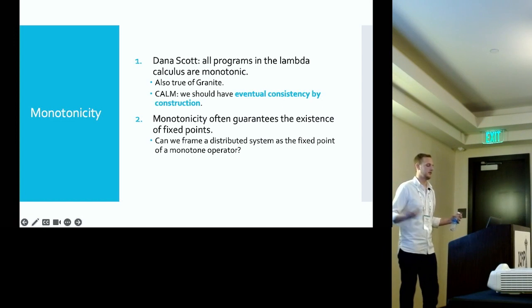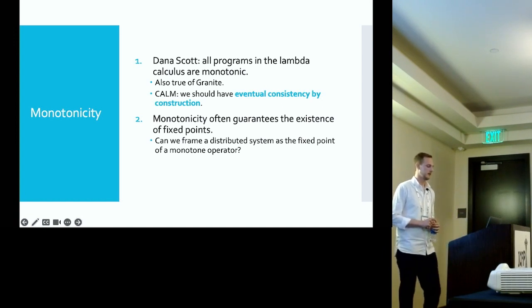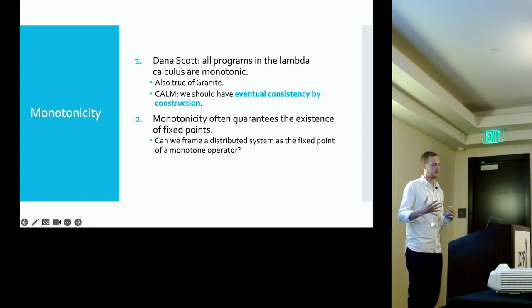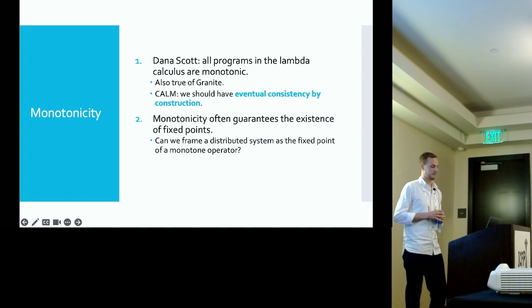One is that Dana Scott told us a precise sense in which all programs in the lambda calculus are monotonic. And we've made sure that this is also true in Granite. So if CALM is telling us that monotonicity is eventual consistency, then it should mean that all programs in the lambda calculus are eventually consistent. It's not a very interesting statement because the lambda calculus is sequential and there's only one node, so it's not a very interesting system. But in Granite, we have parallelism that allows us to express many nodes in the system, and it is useful to have this guarantee.